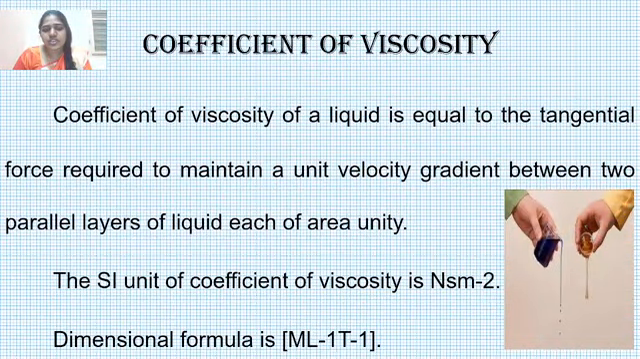Coefficient of viscosity. Coefficient of viscosity of a liquid is equal to the tangential force required to maintain a unit velocity gradient between two parallel layers of liquid, each of area unity. The viscosity of a fluid is the measure of its resistance to deformation. The SI unit of coefficient of viscosity is Newton second per square meter. Dimensional formula of coefficient of viscosity is ML^-1T^-1.